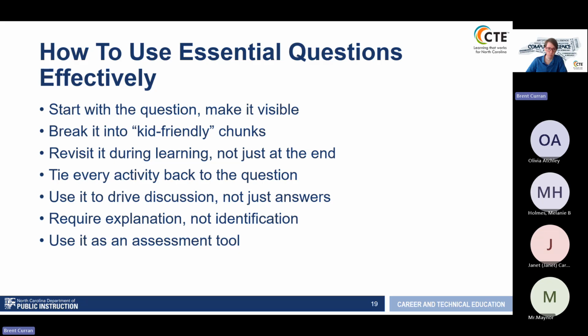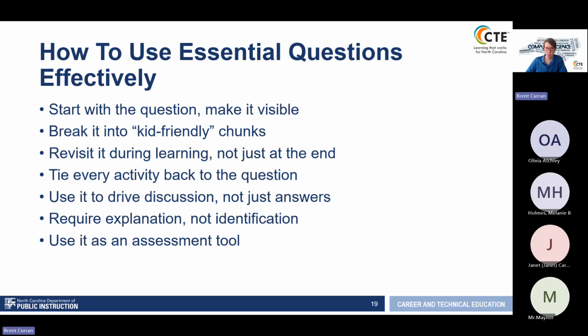so that students know what they're doing. As we're doing our learning, let's revisit it, not just at the end, but as we go throughout the class. So you can pause during your activities and ask, what part of the question are we answering right now?